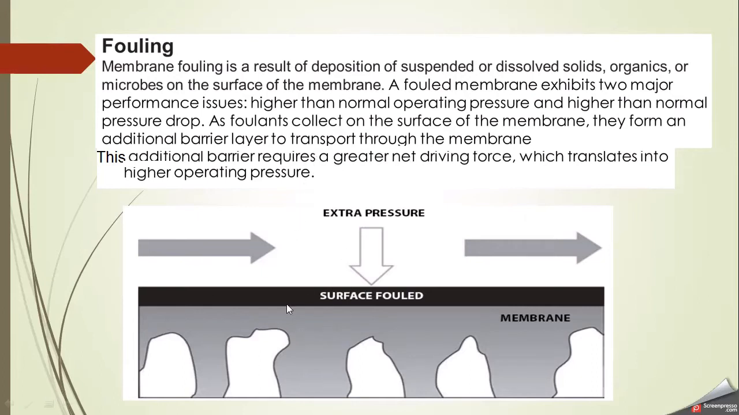This diagram explains this phenomenon. Now this is the membrane, and this black strip shows the surface fouled. Due to the presence of this fouling, the holes of the membrane are blocked. Now we need external pressure so that water can pass through this fouled surface. That's why we need extra pressure, and the product or permeate, or you can say recovery, also reduces due to fouling. So this phenomenon must be considered during the operation of the RO plant.